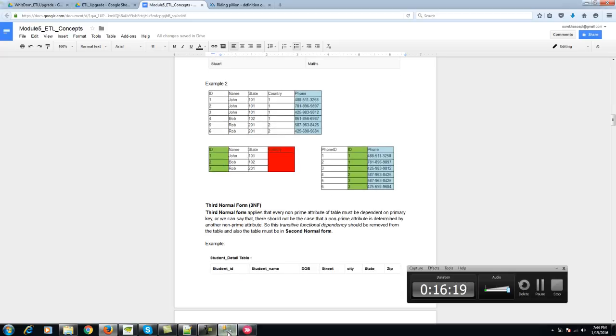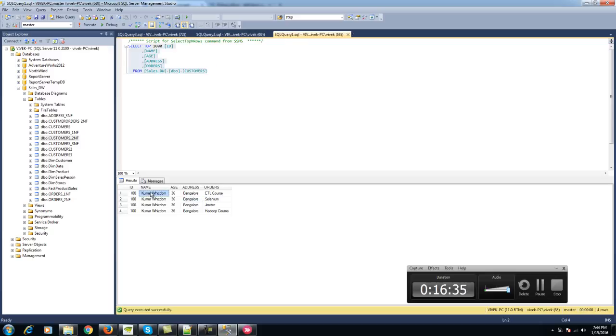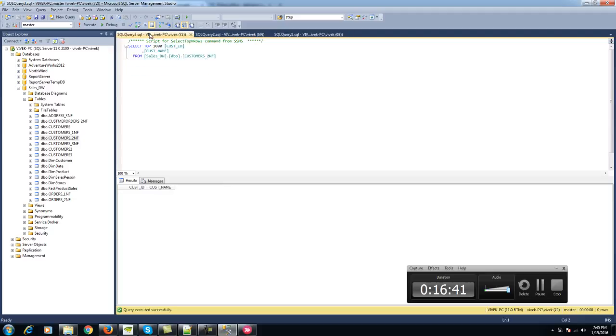Okay, if you look at my customer table, which is in second normal form, I just have to select this and I will have only those two columns. I will just have the customer ID and the customer name, and I will eliminate the rest. One second guys. Okay, so customer ID and name.